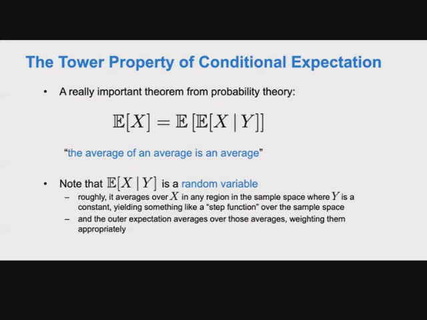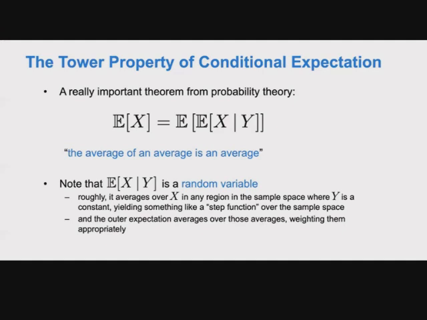Now, the way I think about this in English is that what this theorem is saying is that the average of an average is an average. The right-hand side is the average of an average. The expectation of x given y is an average of x for a particular region of the sample space where y is a constant. That's not entirely, fully rigorous, but it's a pretty good way to think about it. In the sample space where these random variables x and y are defined, for any given value of y, there's some region that maps into that value of y. It's the region of the sample space where y is equal to some number, like 5 or whatever.